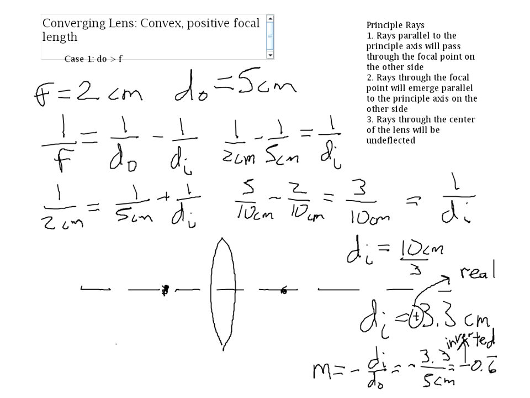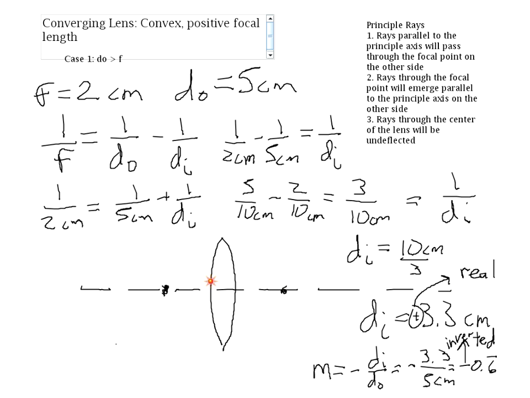All right, now let's do the same problem geometrically using the ray diagrams. Now, you'll want to have a straight edge when you do this because it's important to make sure that your lines are straight. And you'll need a ruler because the relative distances are important if you want to get an accurate ray diagram. So first you draw the principal axis. The principal axis is the dashed line that I've drawn right here.